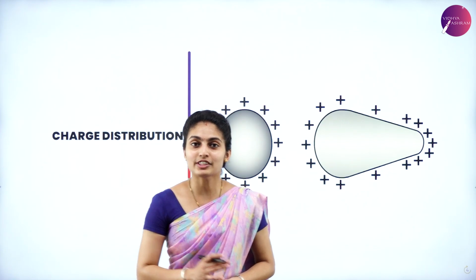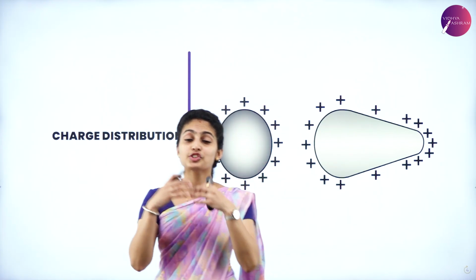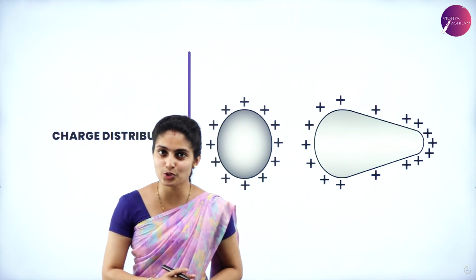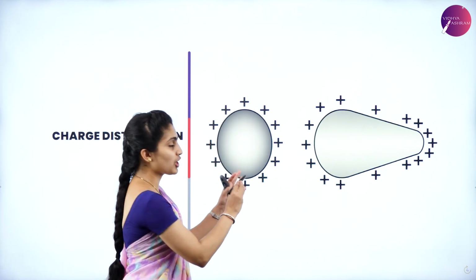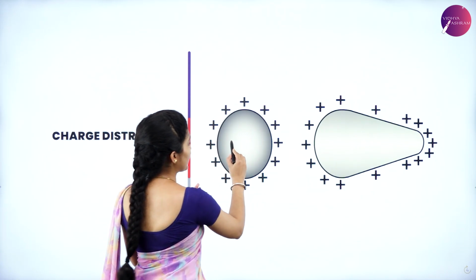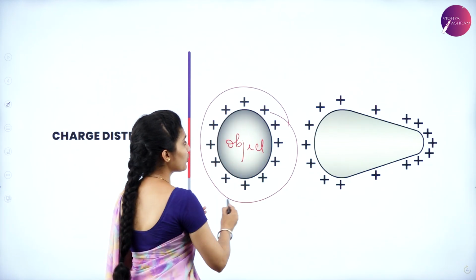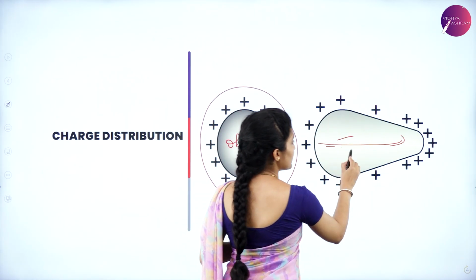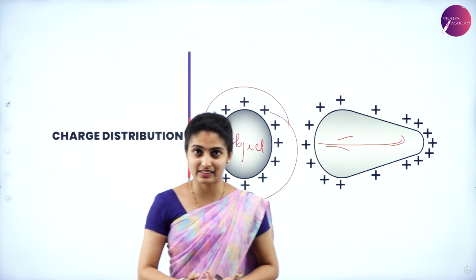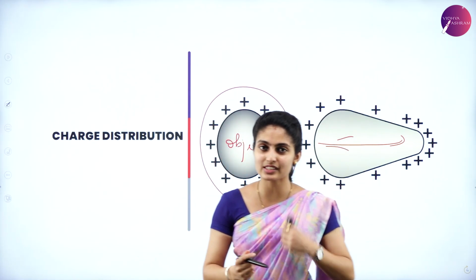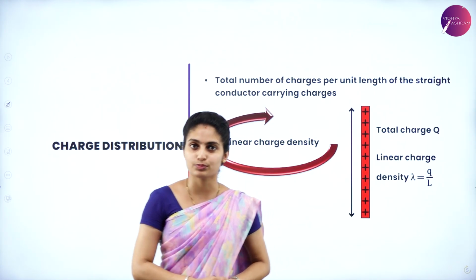Now let us talk about charge distribution. So what is meant by charge distribution? It is the distribution of charges, it's there in the statement itself. Charge distribution is like distributing the charges over the surface area of any object. If suppose this is an object, your charge distribution is only on the surface, and at the center of the object there are no charges present. Charge distribution can be of three types: linear charge density, surface charge density, and volume charge density.